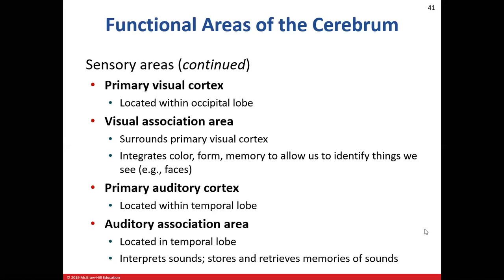Same thing with our auditory areas. We have a primary auditory cortex that's located within the temporal lobe. We also have our auditory association area. It is also located in the temporal lobe, and it interprets sounds. And then it also stores and retrieves the memories of sounds.